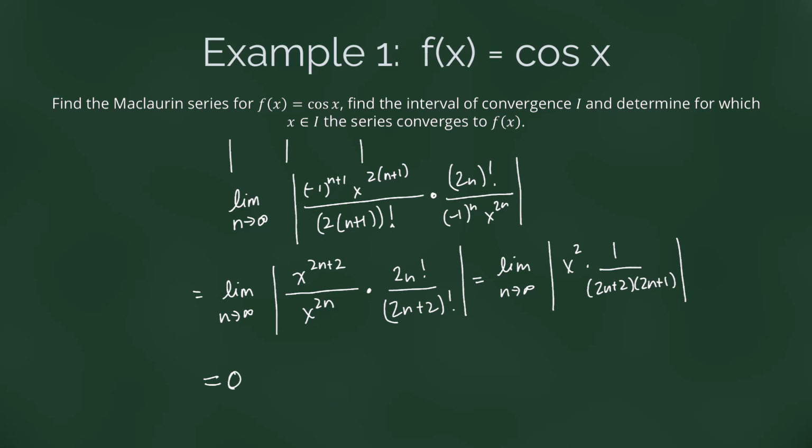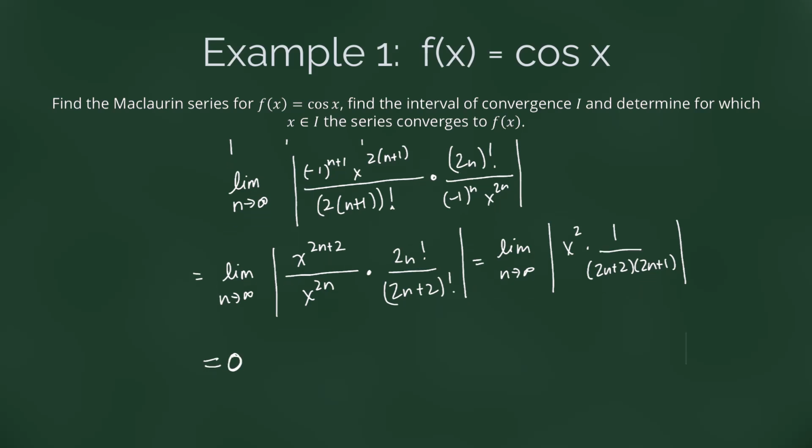That is less than 1 regardless of x, which tells us that our radius of convergence is infinity and our interval of convergence is negative infinity to infinity.